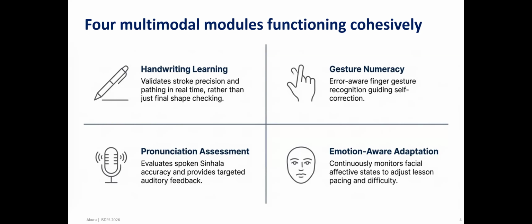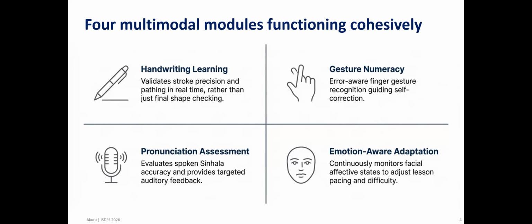And the third one is the pronunciation module. This module evaluates spoken Sinhala at both word and phoneme levels. A fine-tuned speech model detects mispronunciation, then the system provides auditory feedback. So this supports accurate language development.